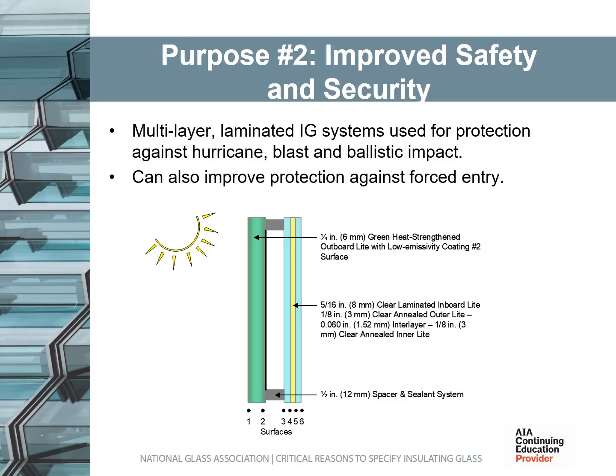A second purpose for using insulating glass is improving safety and security. Modern architectural designs often require glazing materials that provide enhanced levels of security and safety performance properties. Laminated insulating glass is used to meet these design requirements. Laminated glazing materials consist of multiple plies of glass, interlayers, resins, and/or plastic glazing materials bonded together under heat and pressure. This graphic shows a typical laminated IG construction.